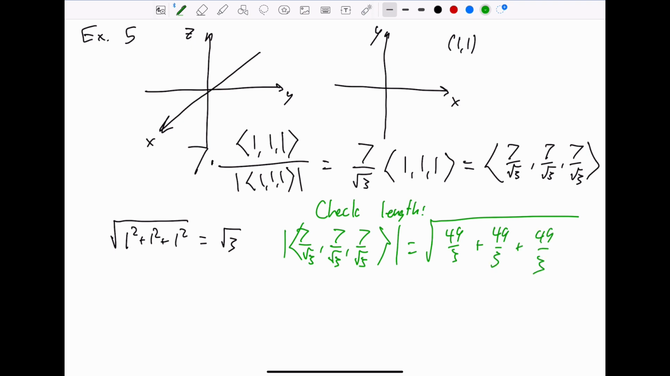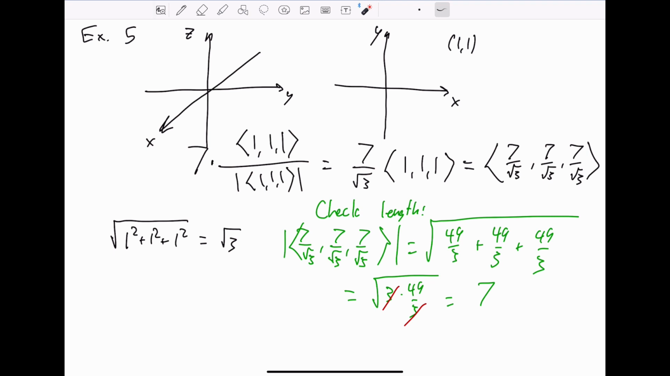This looks like we might be getting into some tricky algebra here, but I really just have three fractions, which are all the same. So it's 3 times the fraction 49 over 3. So we have the square root of 3 times 49 over 3. The 3's cancel. We have the square root of 49, which is 7, exactly the magnitude that we wanted.